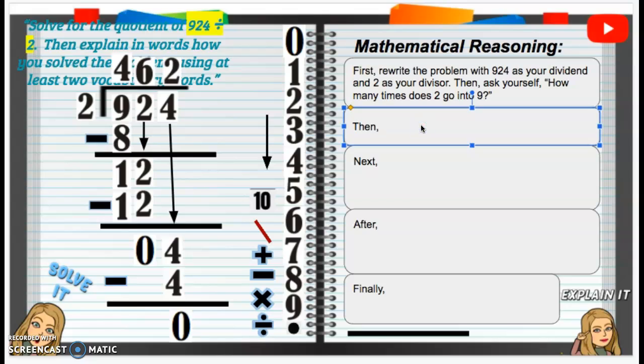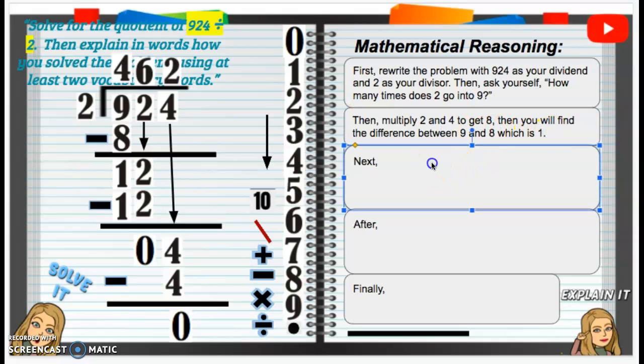All right, then we multiplied that 2 by that 4. So then multiply 2 and 4 to get 8. Then you will find the difference between 9 and 8, which is 1. Whoa, not between, it's between. There we go. All right, next, bring down that next digit. So after we found that difference to be 1, we had to bring down that 2.